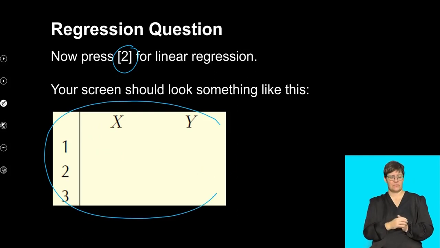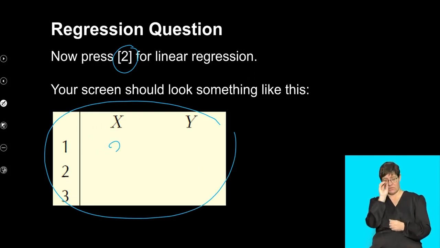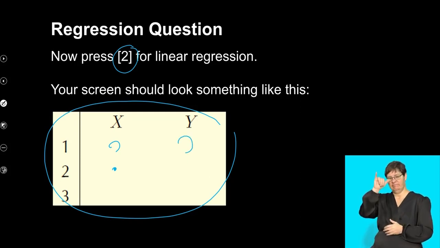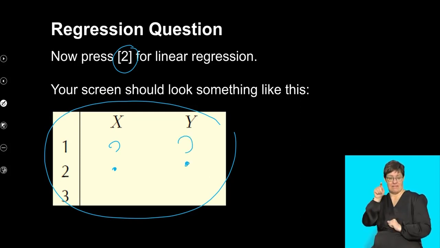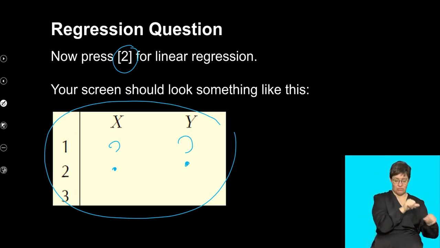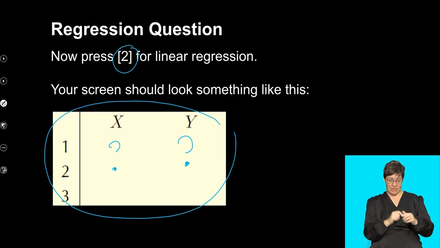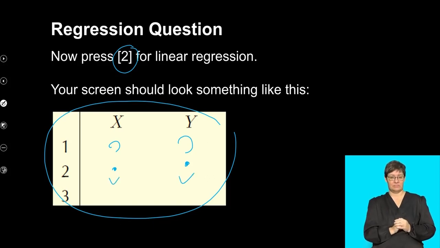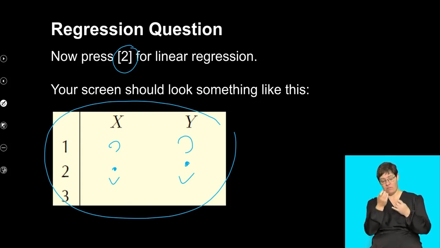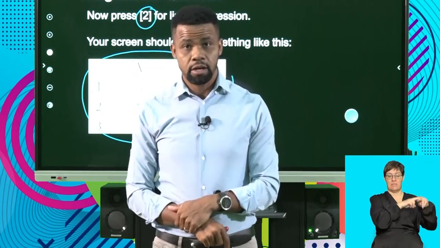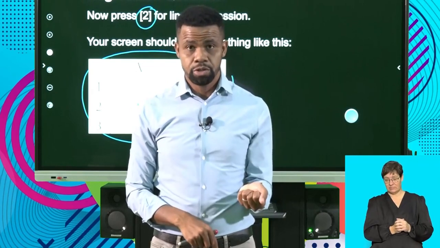What does this mean? We have to put our X, our chemistry marks, here, and the accounting marks there, because we're given chemistry marks and accounting marks. So we put chemistry there and accounting there. It's the independent data and the dependent data, the X data and the Y data. Are we all together? That's what you must do.